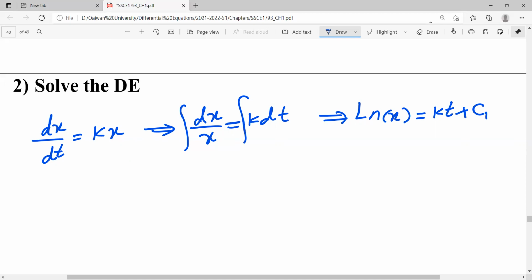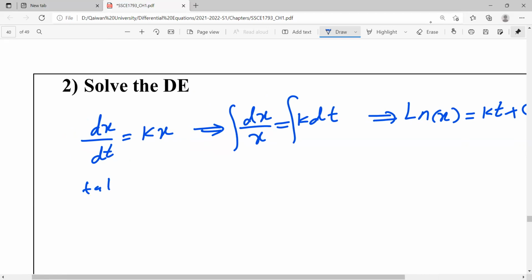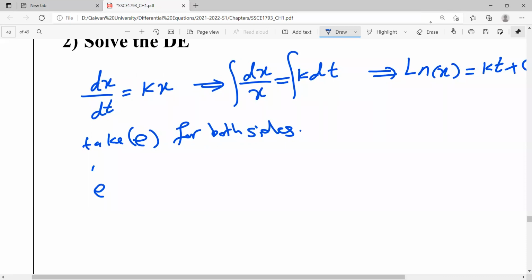Now, how to get x? Here we have ln x. How to remove that ln? We must take exponential for both sides. Take e for both sides. We get e to the power ln x equals e to the power kt plus c1. In the left hand side, these two cancel out. So what remains? Only x. In the right hand side we have exponential of the sum of two terms, so you can separate them.